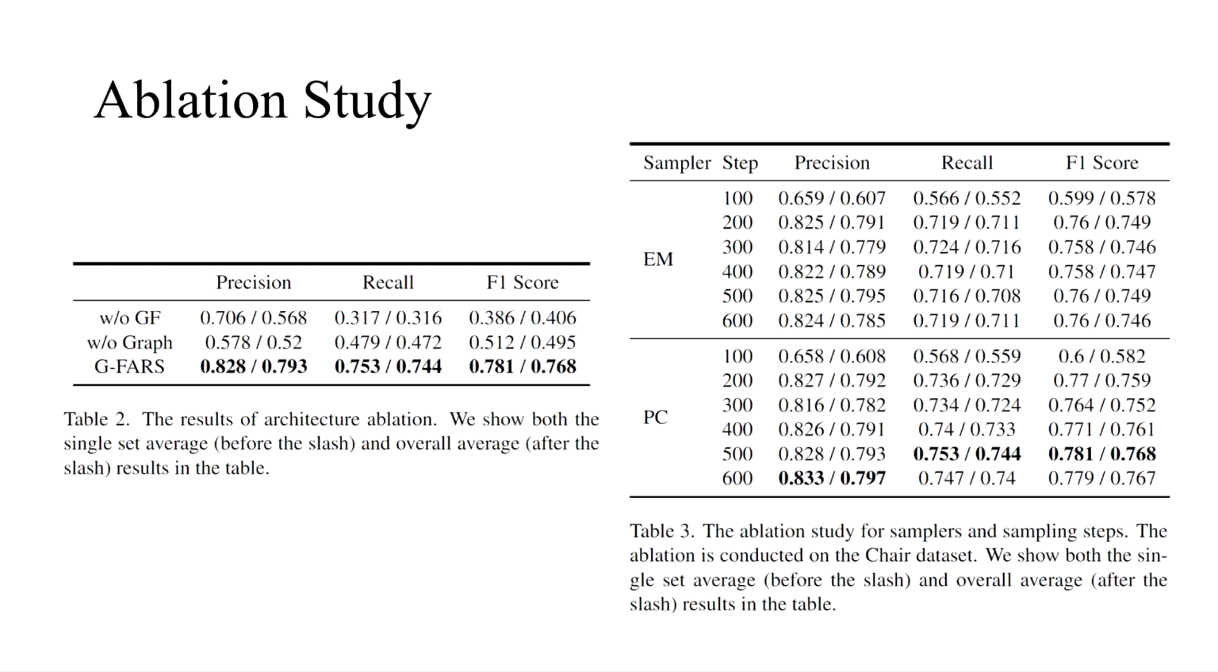We present ablation studies for our framework here. The table on the left side demonstrates the effectiveness of gradient field learning and graph neural networks. The table on the right side proves the PC sampler outperforms the EM sampler. The best sampling step for PC is 500.